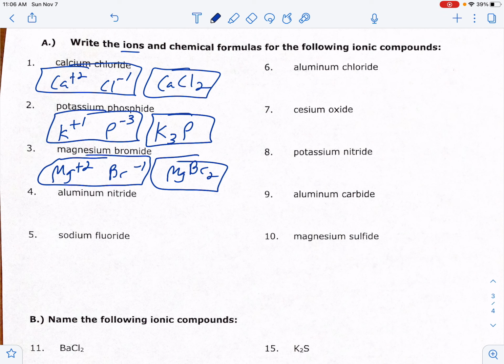Okay, one more for this one. I have aluminum nitride. So aluminum on your periodic table is Al with a +3. Nitrogen was N with a -3. Those are already balanced. So all you have to do is just put them together. So it would be AlN. And there's your answer right there.